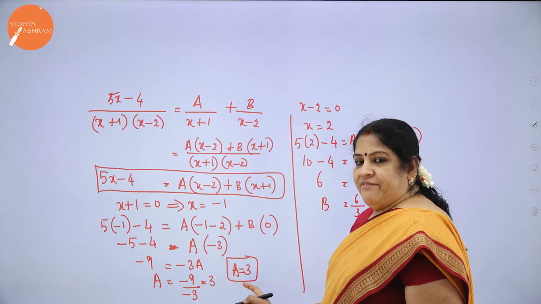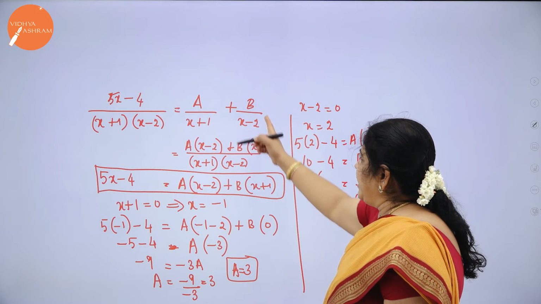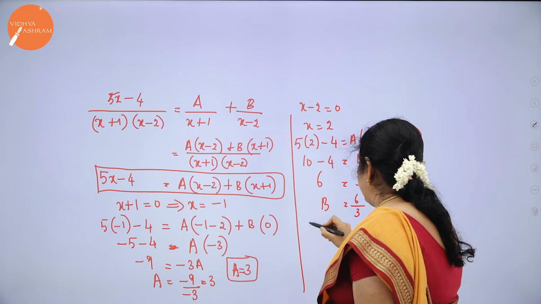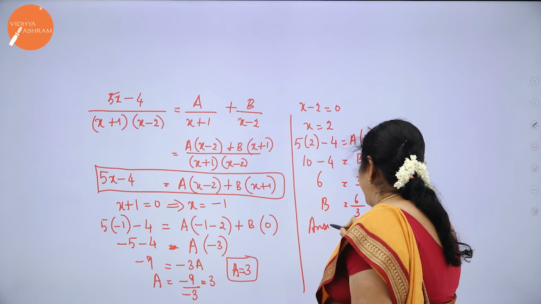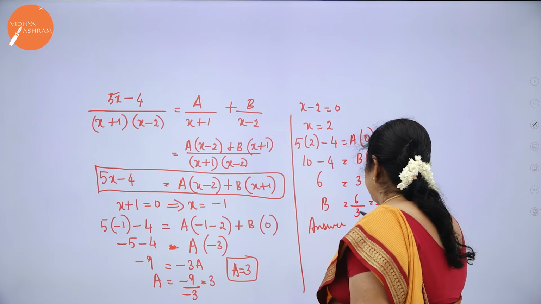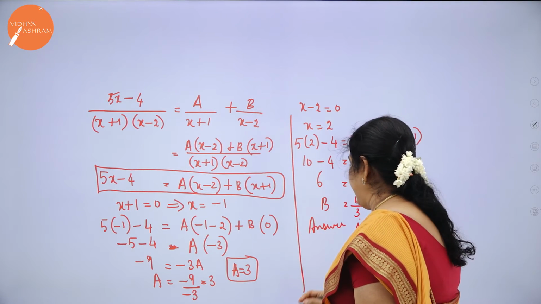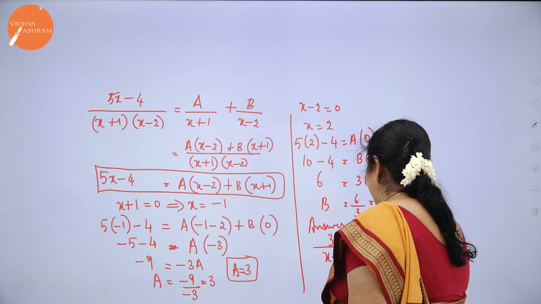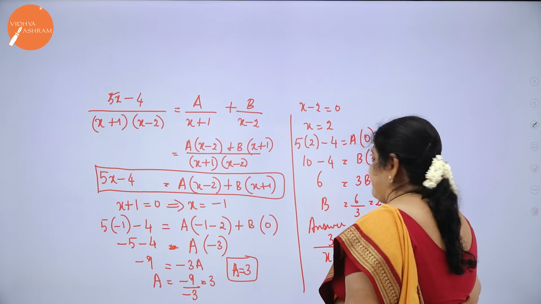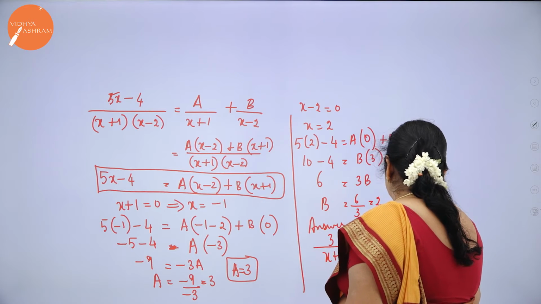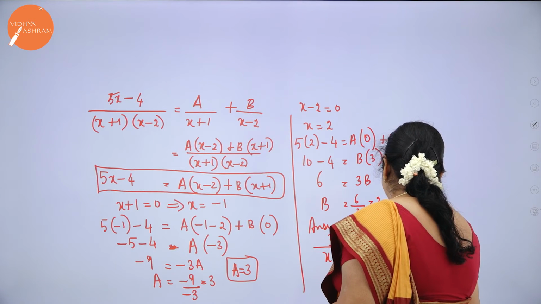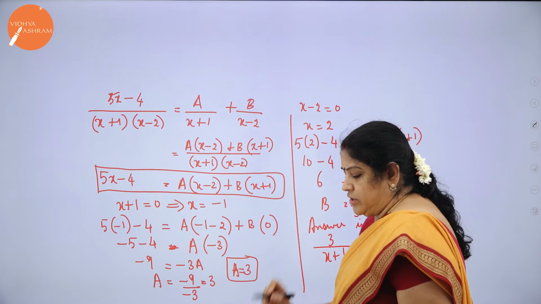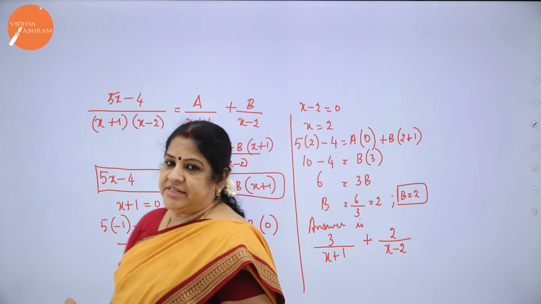Now that we have got the values of A and B, we need to substitute in this. So, the required answer will be, substitute the value of A. What is the value of A? 3 divided by X plus 1 plus, what's the value of B? 2. 2 divided by X minus 2. That's all. This is the answer you get.